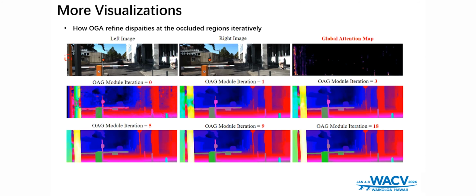And this page shows how the OGA module uses global attentions to refine the disparities in the occluded regions. As we can see in the figure, with the increase of the iterations, the disparities in the occluded regions become better and better, which demonstrates the effectiveness of our proposed method.